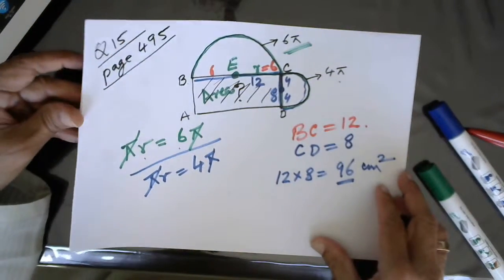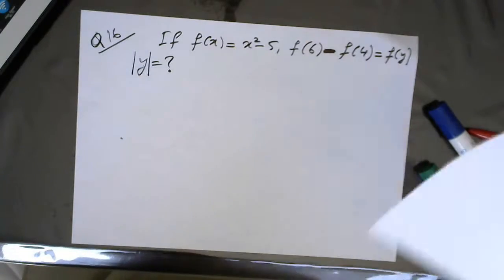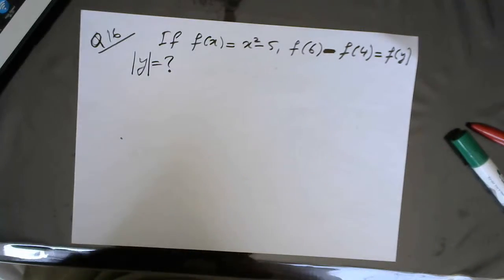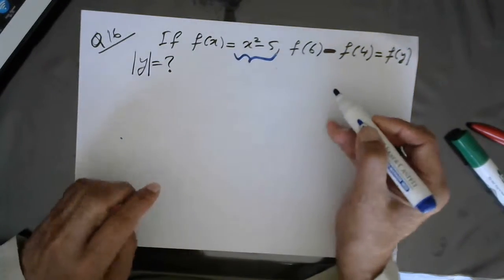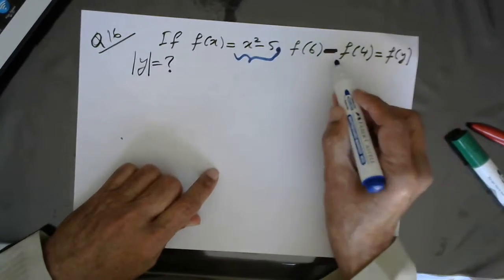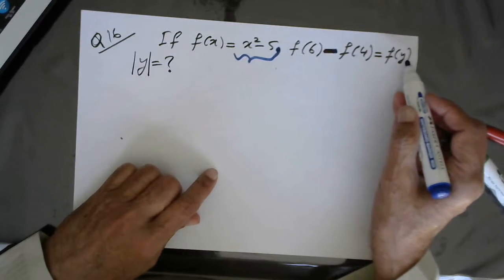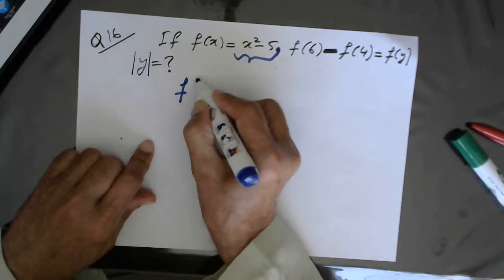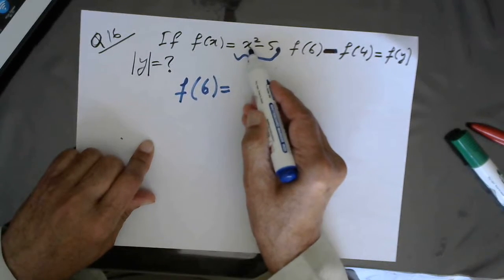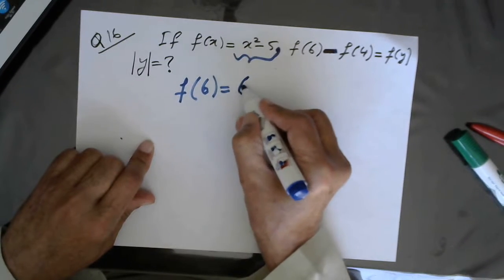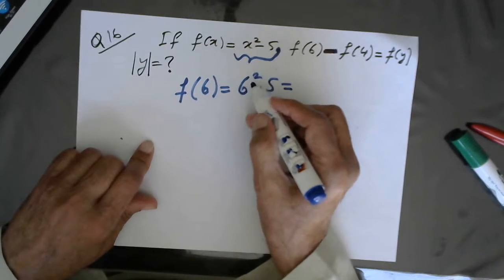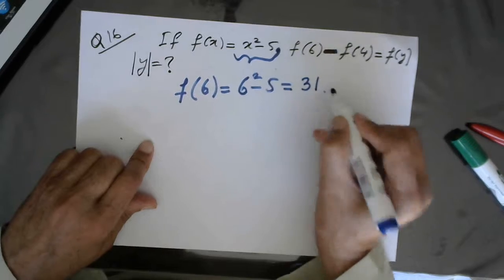Now I move on to number 16. Number 16 says that if f(x) is equal to x square minus 5, f(6) minus f(4) is equal to f(y). Okay, so let us first find f of 6. For that, I'll replace x by 6. So I'll get 6 square minus 5. Now, what is 6 square? 6 square is 36 minus 5, and you will get 31.